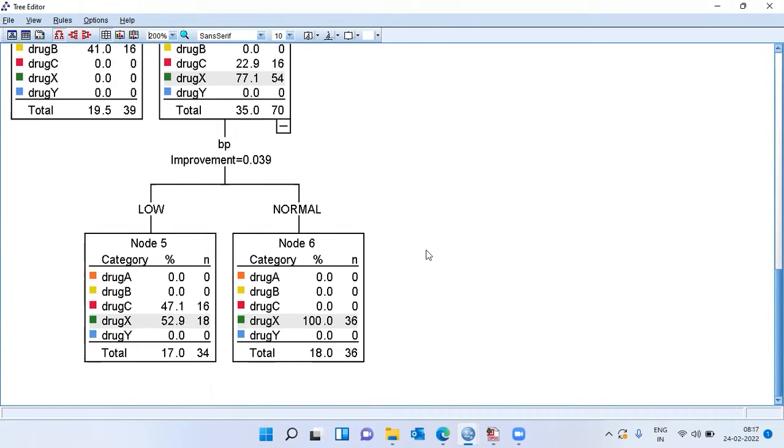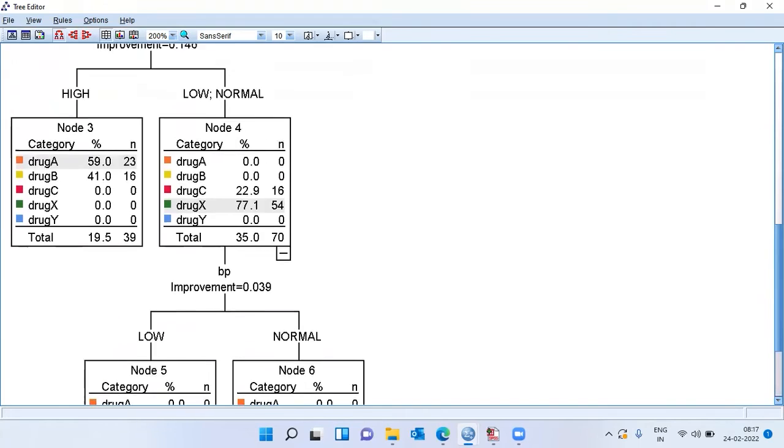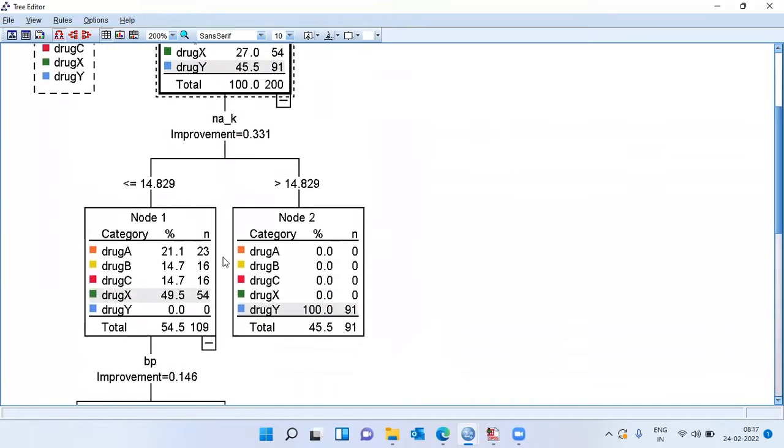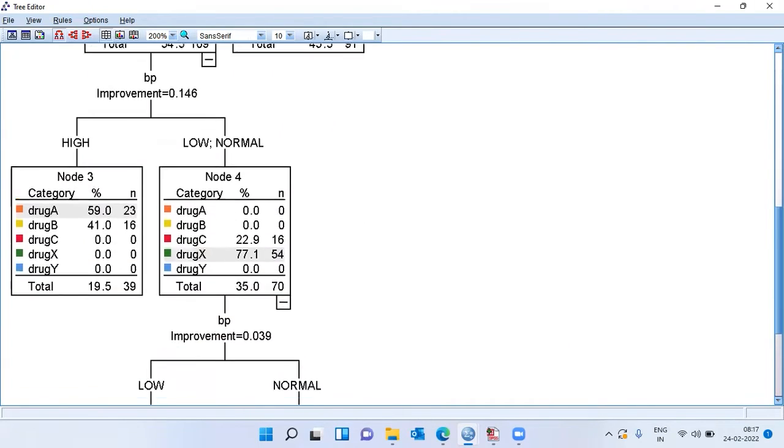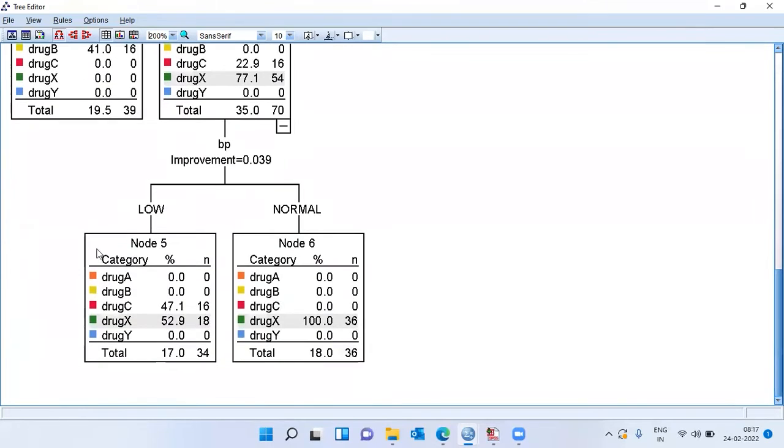How did we arrive at this node? You have to trace the path back. Please look at the path. Sodium to potassium ratio is less than 15. BP level is low. If a person has this kind of a profile, approximately 53% of patients have responded to drug X, 47% of them have responded to drug C. Let us look at another class of people, those with normal BP. Almost all of them have responded to drug X.